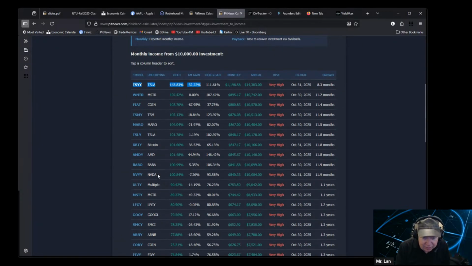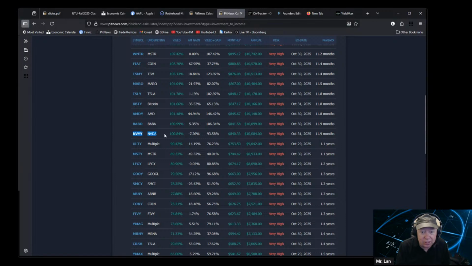There's BABA. I don't have that one. NVIDIA, there's another good one. Look at this. With NVIDIA, they are receiving 100% in insurance premiums, but they've had to pay out 7% in payouts. So that means they're making 93%. They're still very high on the risk.